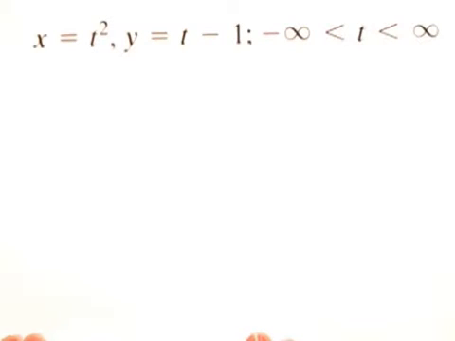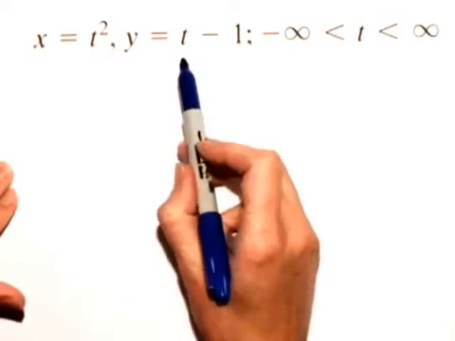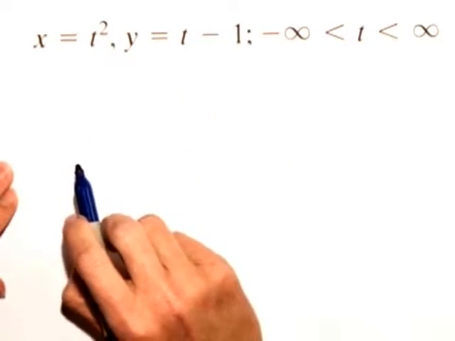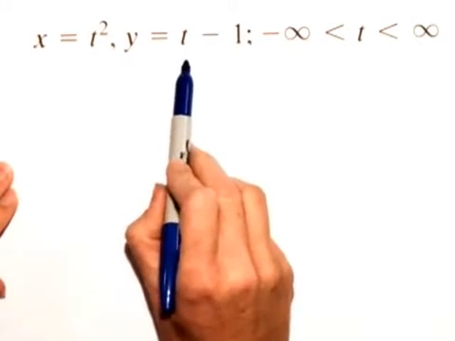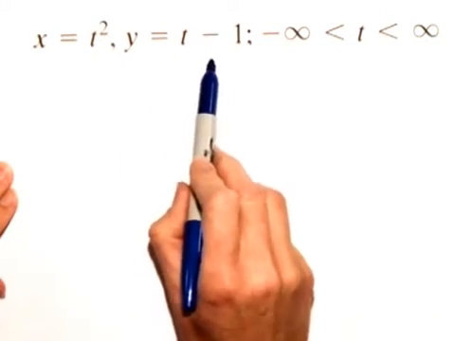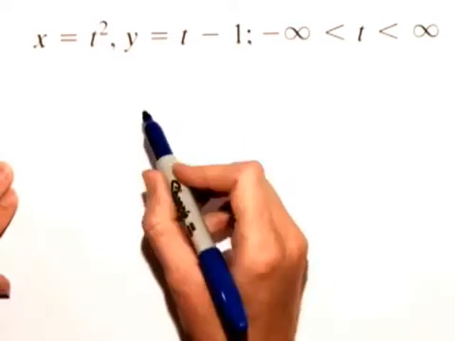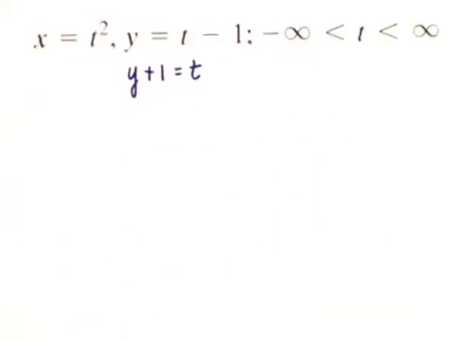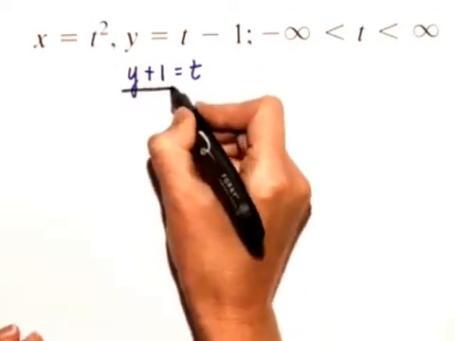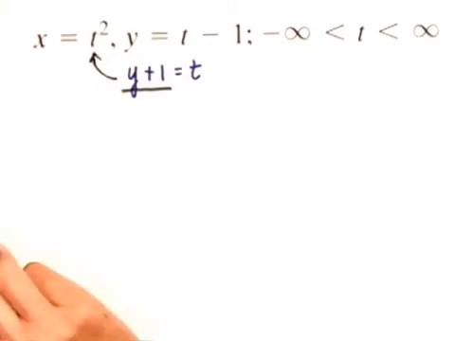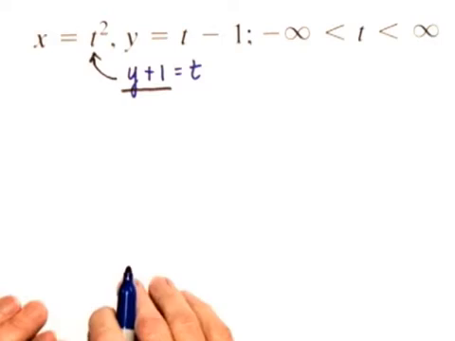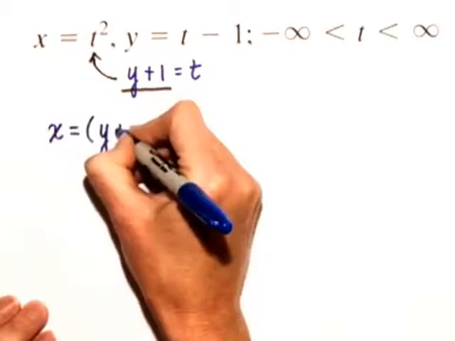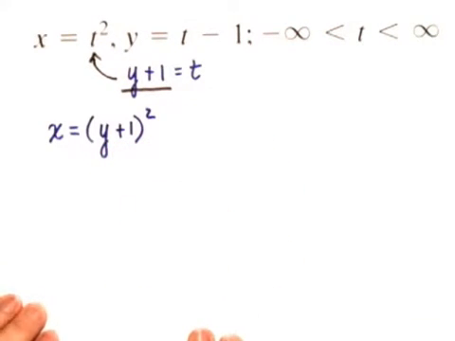If we want to eliminate the parameter t, it's best to take one of these two equations and solve it for t and then use substitution. Looks like it'll be easier to solve the second equation, y equals t minus 1, for t. If we do that, we'll add 1 to both sides, and we get y plus 1 is equal to t. Now we'll take y plus 1, which is equal to t, and substitute it in for t in our other equation. And we'll have x is equal to t, which is (y plus 1) quantity squared.